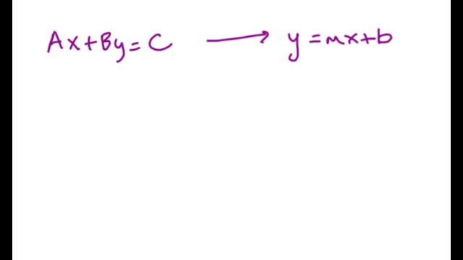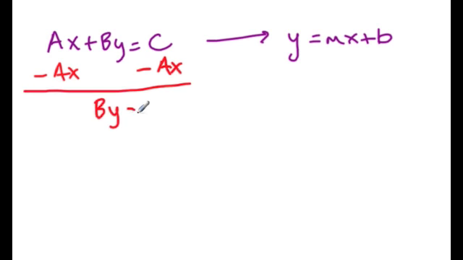So we're going to solve this just like we would solve any other equation. We're going to solve for y. Since the y term is right here, I've got to get rid of this x term first. So I subtract ax from both sides. I'm left with by equals the opposite of ax plus c.